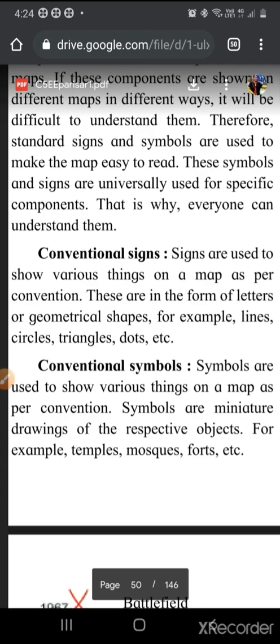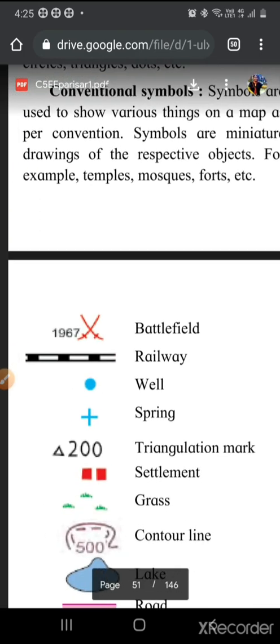Next is conventional symbols. Symbols are used to show various things on a map as per convention. Symbols are miniature drawings of the representative objects. For example, temples, mosques, forts, etc. Now see the next page.